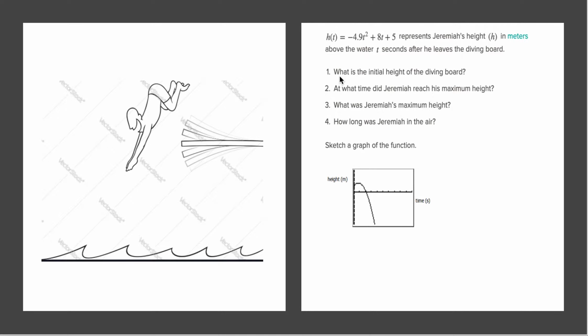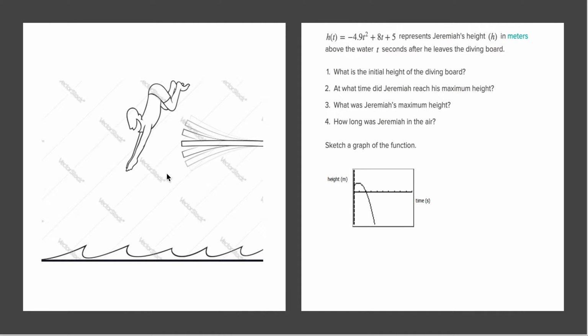One of the questions is, what is the initial height of the diving board? The second question is, at what time did Jeremiah reach his maximum height? Question 3 is, what was Jeremiah's maximum height? And question 4, how long was Jeremiah in the air?